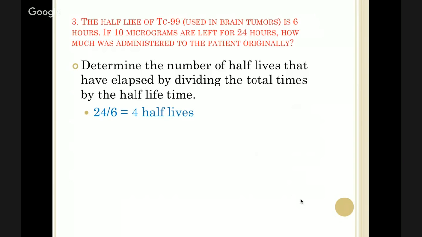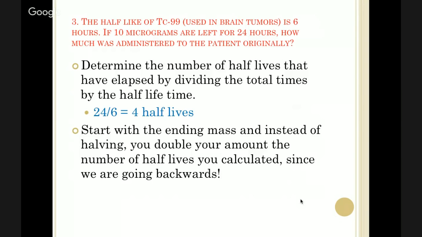So if you notice, these last 3 examples always started like that. Divide the times. After you find the half-lives, this time we're going backwards. We know 4 half-lives have already happened, so we're going to start with your ending mass, and instead of halving it, we're going to reverse. We're going to double it 4 times, because we decided it was 4 half-lives. So 10 times 2 times 2 times 2 times 2 means that we started with 160 micrograms.